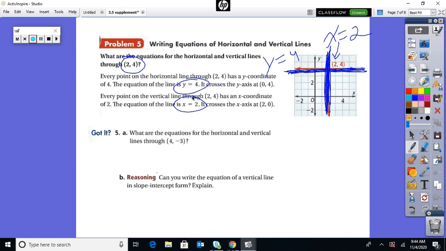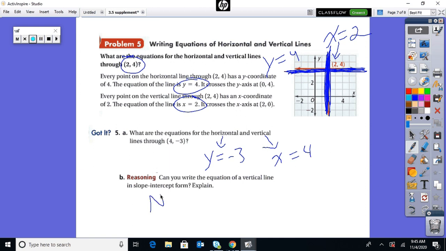All right, and welcome back. What are the equations for the horizontal and vertical lines through 4, negative 3? Well, the horizontal is always y equals. So what does y equal there? It equals negative 3. The vertical line, what does x equal? That is positive 4. And part B, can you write an equation of a vertical line in slope-intercept form?